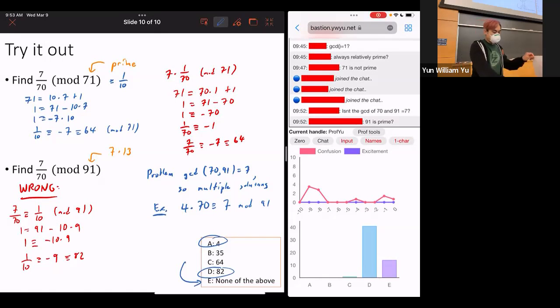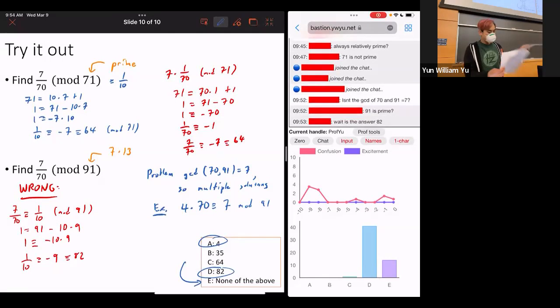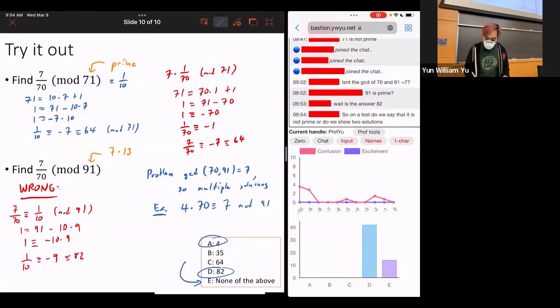Okay, that took a little bit long. The answer is actually none of the above. So on a test, do we say that it is not prime or do we show 2 solutions? If I am going to ask for more than one solution, I will explicitly ask for that. If I just ask you what this value is, you should assume that there is only one answer, and if there's more than one answer, it's not well defined for the purposes of division.